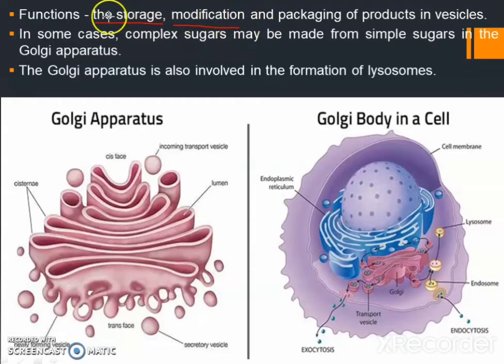Okay, so their function is to help in storage, modification and packing of products in vesicles.